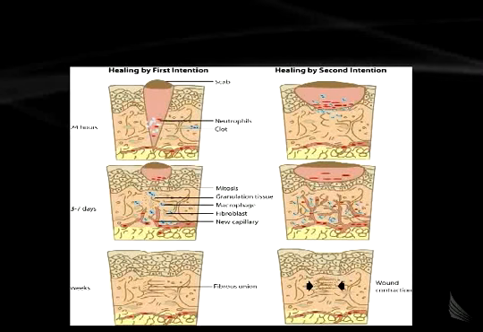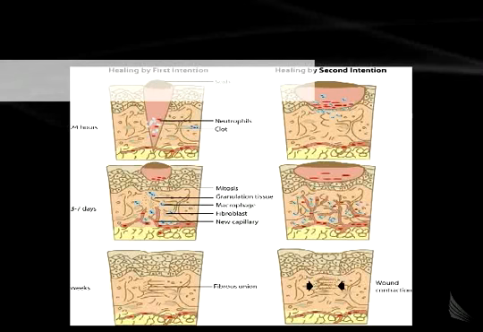Healing by primary intention is shown with a very small wound where the edges are closely approximated. You get neutrophils and clot, you get infiltration of small amounts of granulation tissue with fibroblasts, which repair it with scar, and you get complete repair of the overlying epithelium.